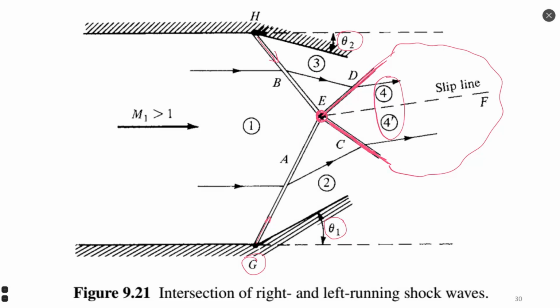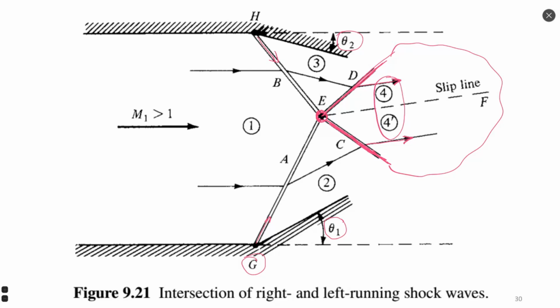We see that there is one common or two common properties, at least. First we see just one common property for these two flows, for volume 4 and 4 prime. This common property is the direction of the flow. Flow direction inside volume 4 is absolutely the same as flow direction inside volume 4 prime.